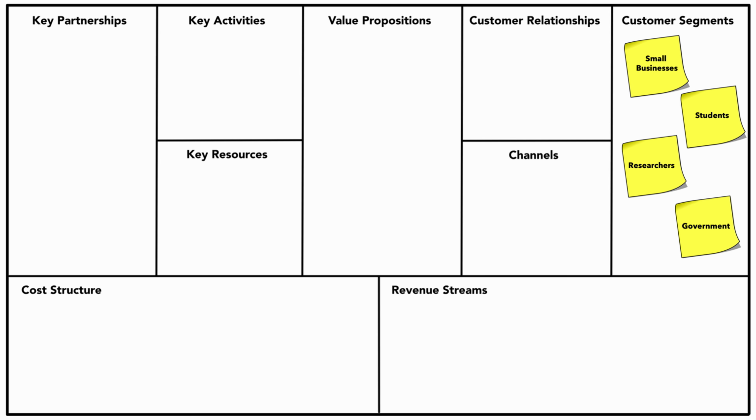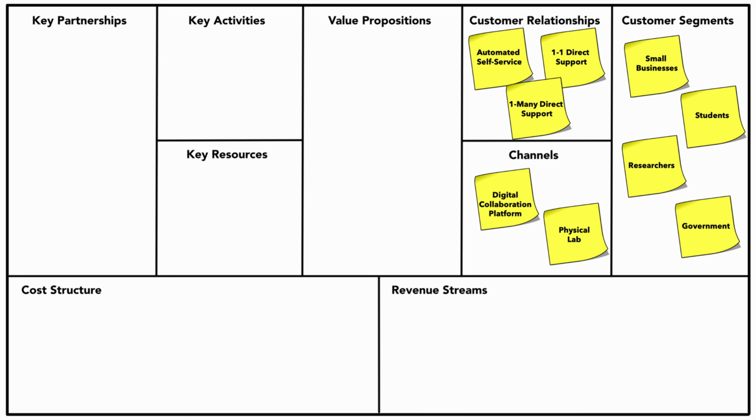The 3 key customer segments were entrepreneurs and small businesses, students and researchers, but with an additional segment, the government. The reason the government was added as a customer segment and not a partnership was due to the funding provided. The customer relationships included automated self-service, one-to-one and one-to-many support. And the channels included a digital collaboration platform and a physical lab.